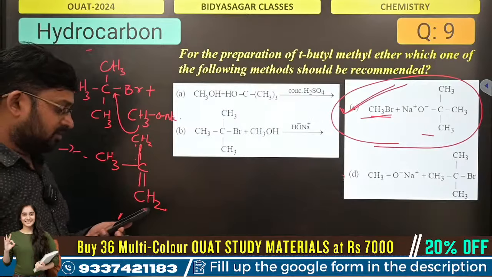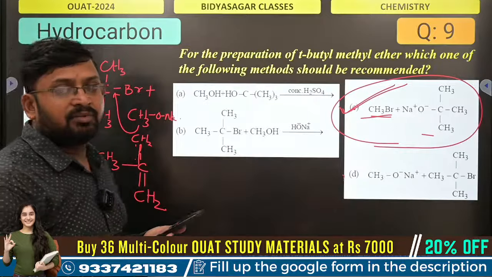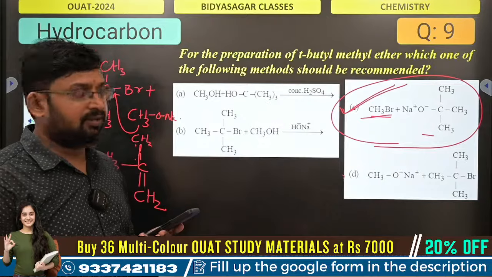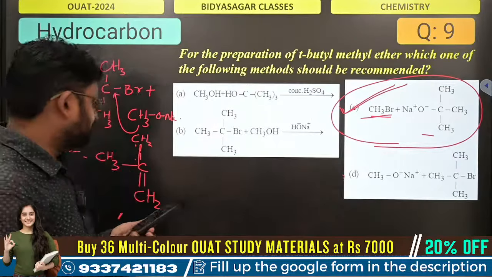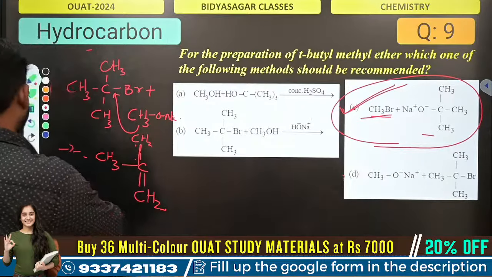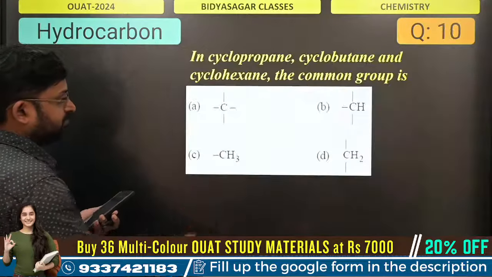Okay, fine. We'll go to the next slide. There is no elimination here because the alkyl halide is the primary, or 1 degree, one. If it is tertiary, in that case, elimination takes place. So in this reaction, substitution takes place, and ether is the major product. We'll go to the next slide.